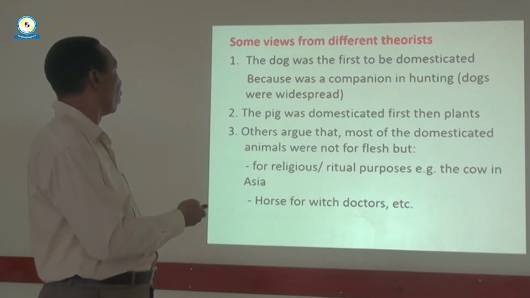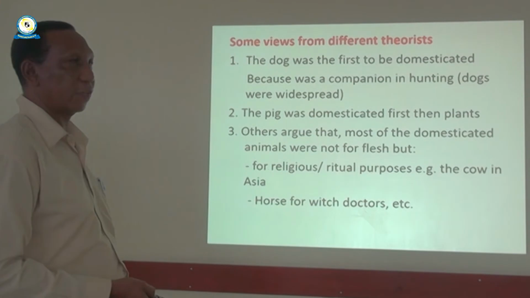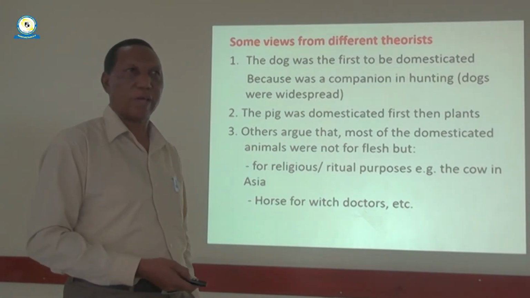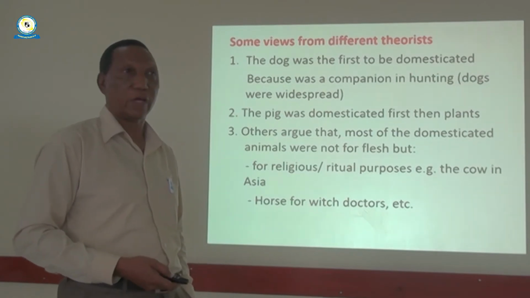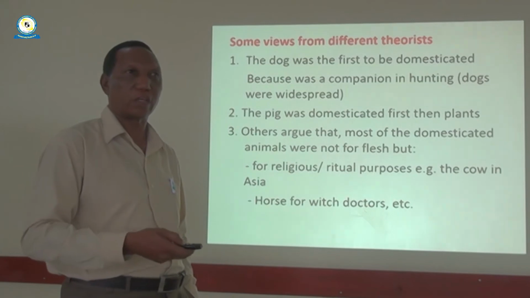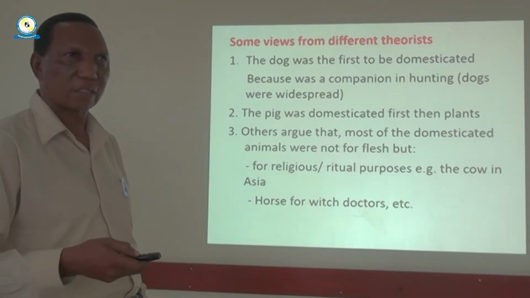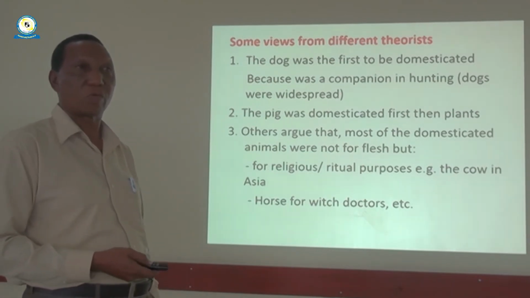Some views from different theorists, of course, say the dog was the first to be domesticated because it was a companion of man for quite a long time. Since he was a hunter, it was the dog that actually assisted to chase and catch the beasts. So under such circumstances, if you are to consider animals, the dog would be the one.